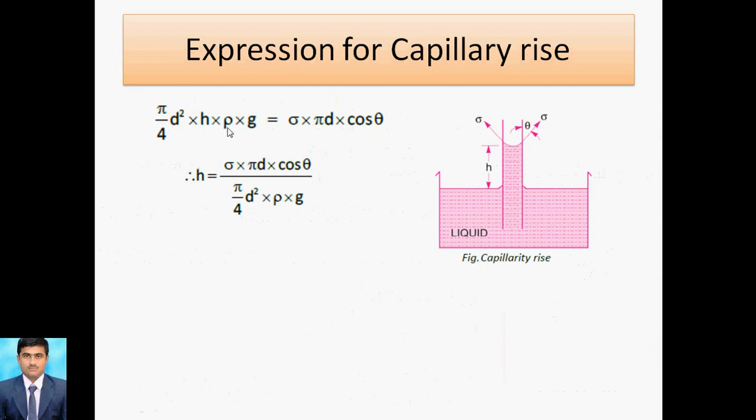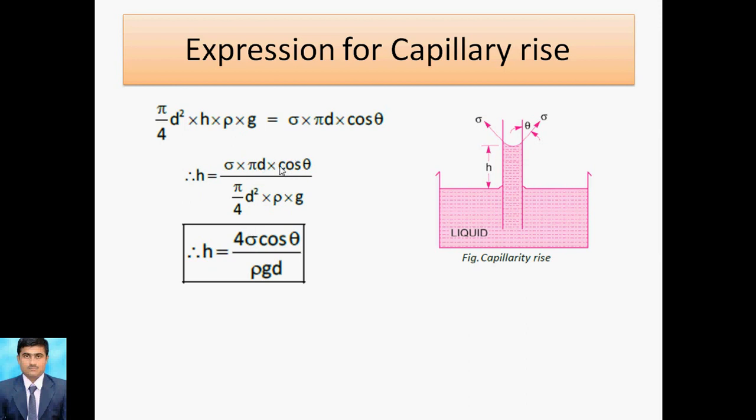π/4 d² × h × ρ × g is equal to σ π d cos θ. After that we require the capillary rise, that's why h. So simplifying the terms, we can take h equal to ρ g on that side, and π/4 d² and σ π d cos θ. So after solution we will get the equation.